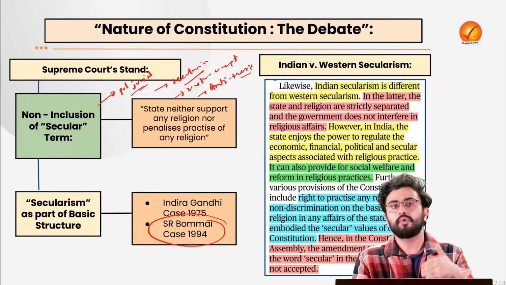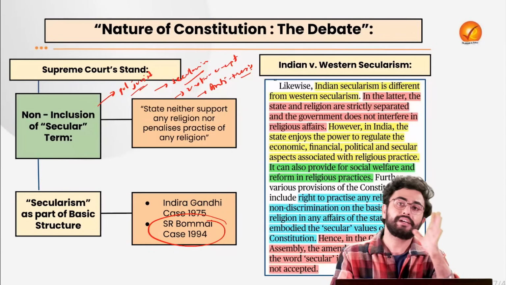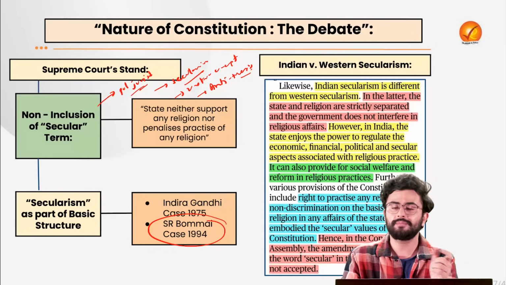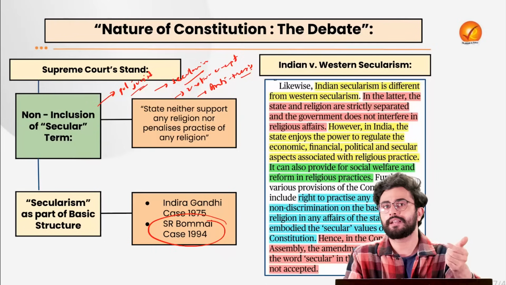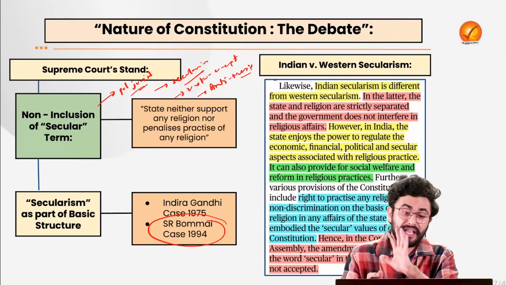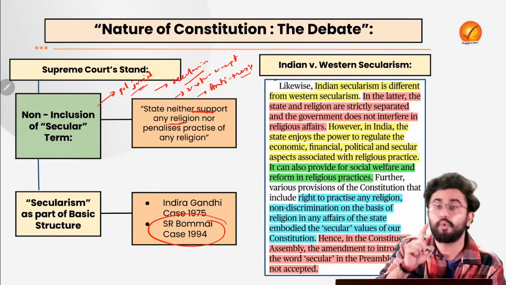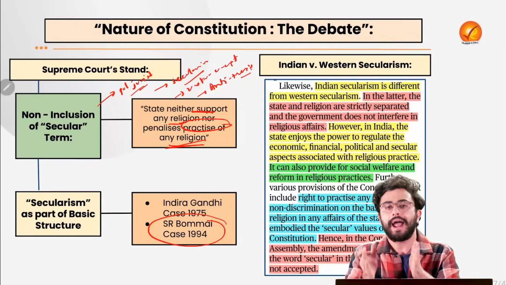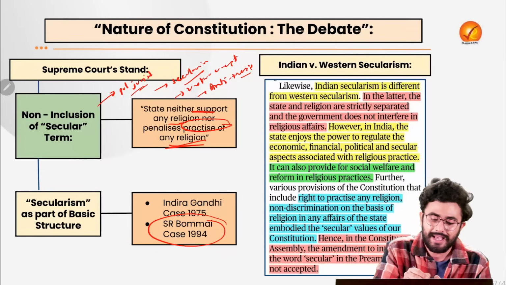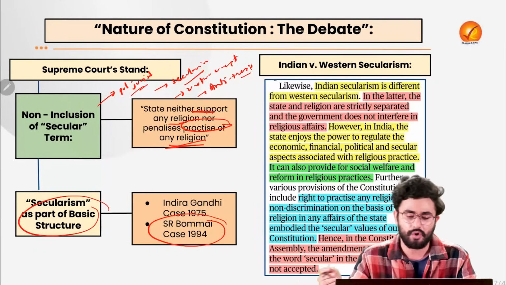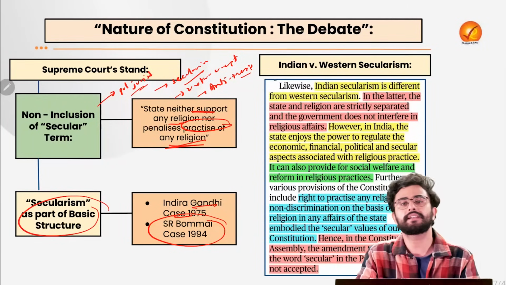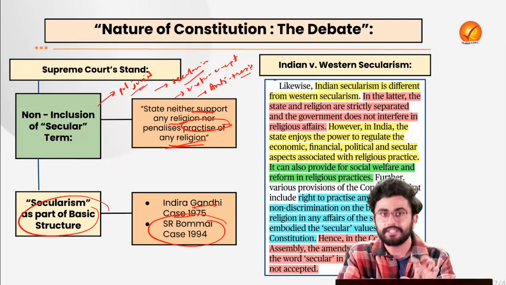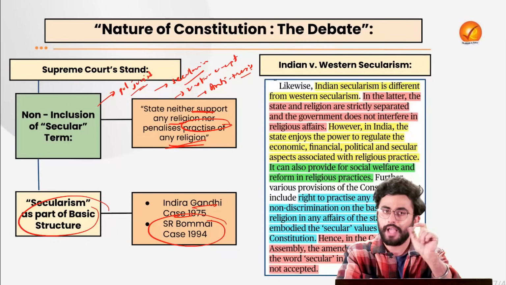And that is why the Supreme Court also rightly upheld that over a period of time, India has developed its own brand of secularism, which is all encompassing, where the state neither supports any religion nor penalizes the practices of any religion. The Supreme Court also held secularism as part of the basic structure doctrine under the Indira Gandhi case of 1975 as well as the S.R. Bommai case of 1994.